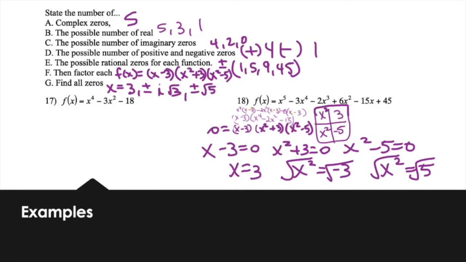We have a total of 1, 2, 3, 4, 5 roots. And that is exactly how many we were supposed to get. This one's real, and those two are real. So we have a total of 3 real, and we have 2 imaginary.